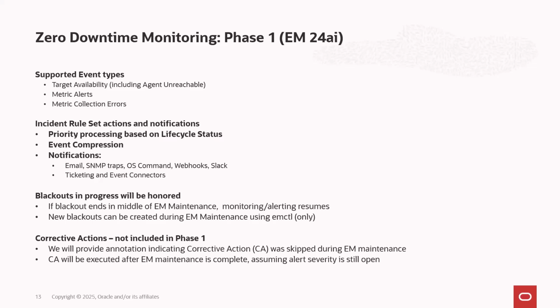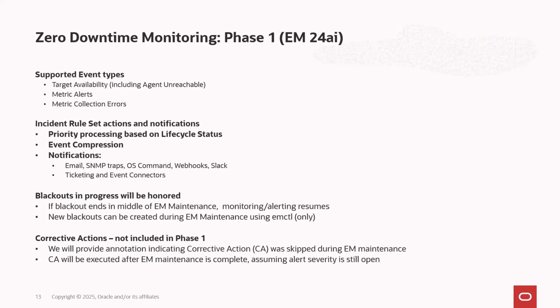Blackouts in progress will be honored. What that means is, let's say you had a blackout that began before the maintenance period started, and let's say it ends in the middle of the EM maintenance period. So what you expect to happen is when the blackout ends, then monitoring resumes. And that's exactly what happens, right? The blackout will end, monitoring resumes. If there's any alerts detected by the agent, it will detect that, raise that, send that to ZDT monitoring for all of the downstream notifications. So you can continue to expect that type of monitoring and alerting to continue, even during ZDT monitoring.